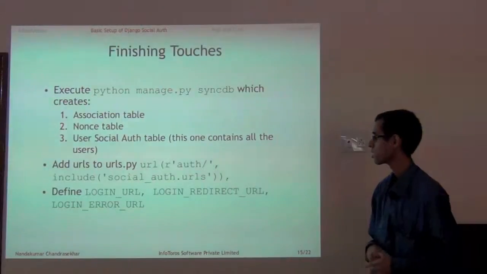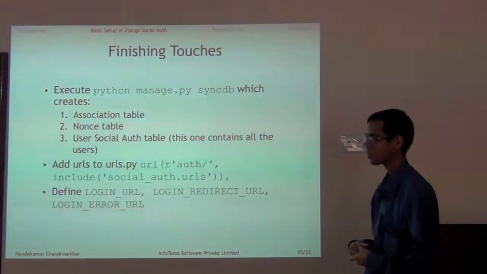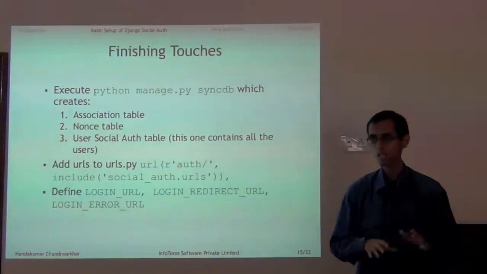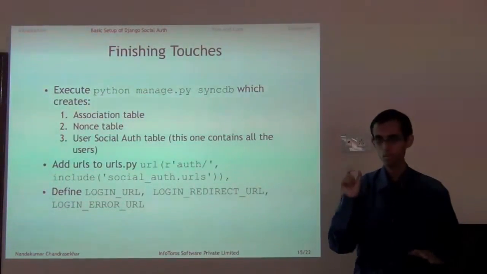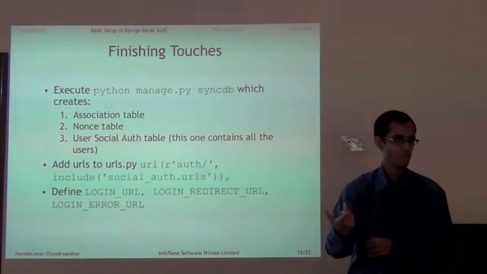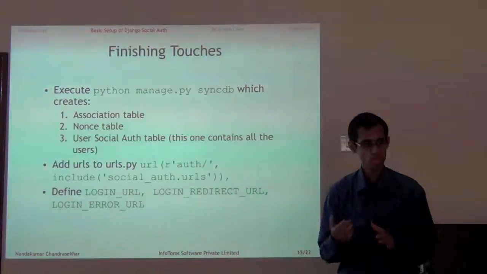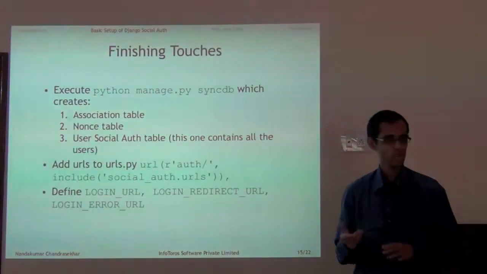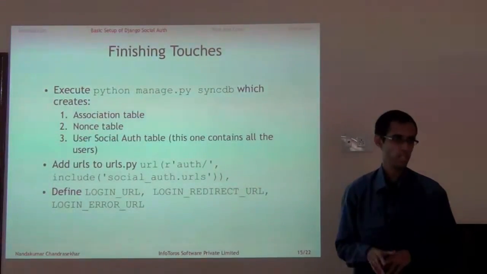So then you have some URLs that you need to have. URLs are basically to begin the social auth. Like when they click on a link, you want to start the process of going to the social site, getting the details. So those URLs you need to have. And I think there are only 3 or 4 URLs that you need to have, and they are already inside the app.